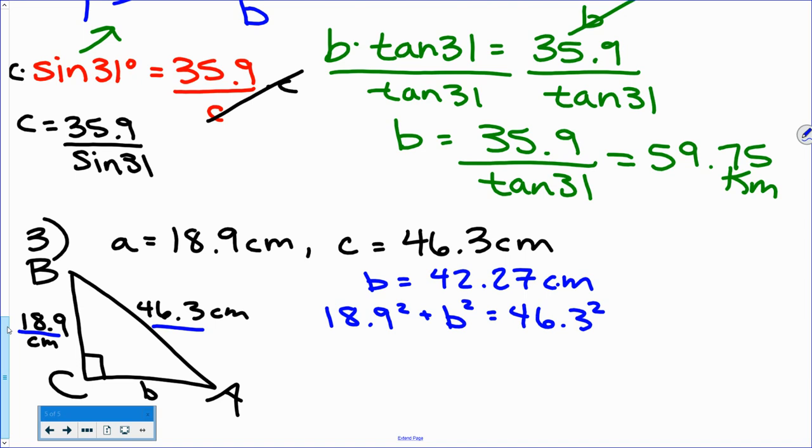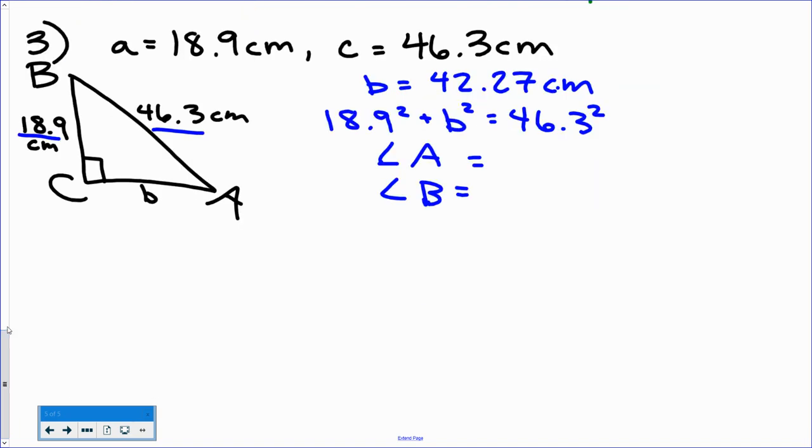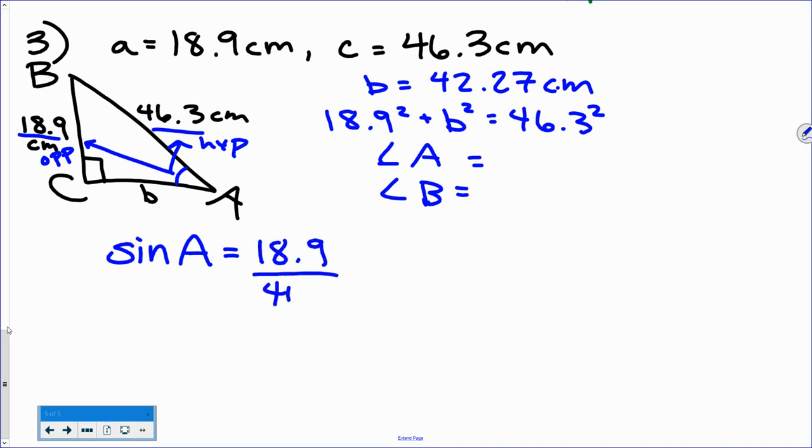All right, so we need to find angle A and angle B. I'm still going to set up an equation. So if I'm setting up an equation to find angle A, I need to look at what do I know? I know the side that is opposite to angle A and the hypotenuse. So I need to think about, well, what uses opposite and hypotenuse? Well, that would be sine. So sine of angle A would equal the opposite side over the hypotenuse.